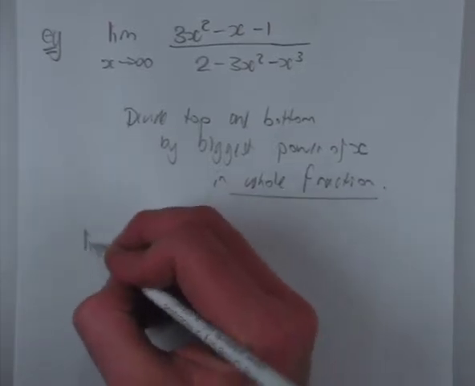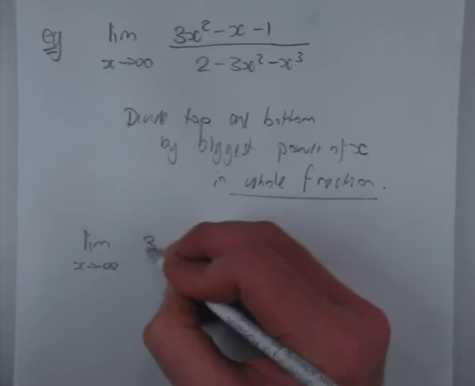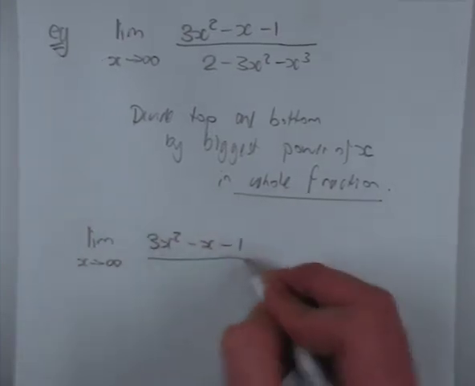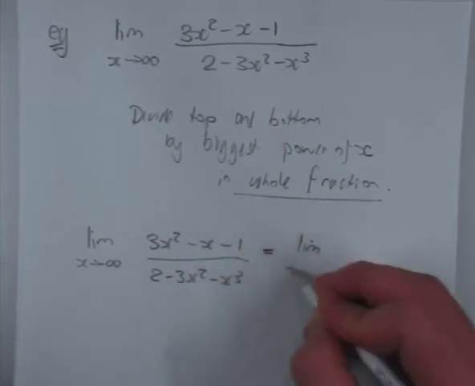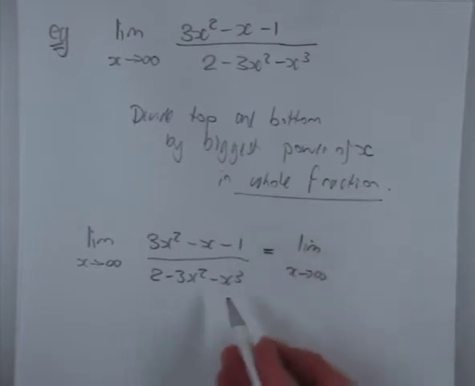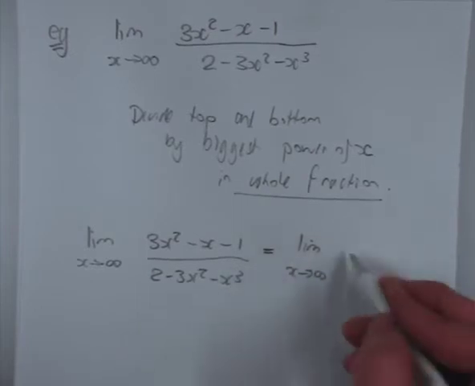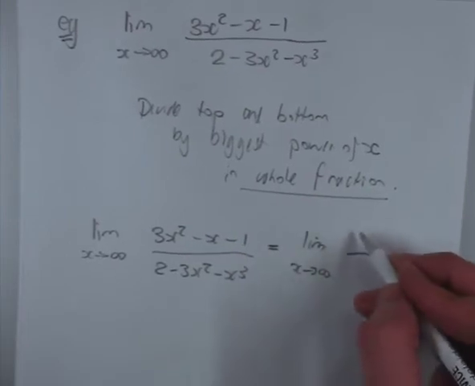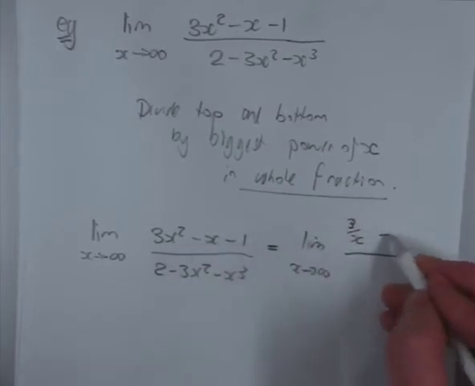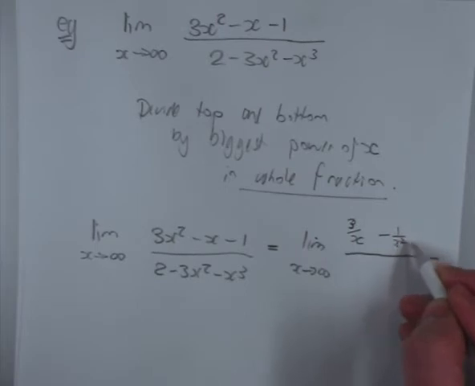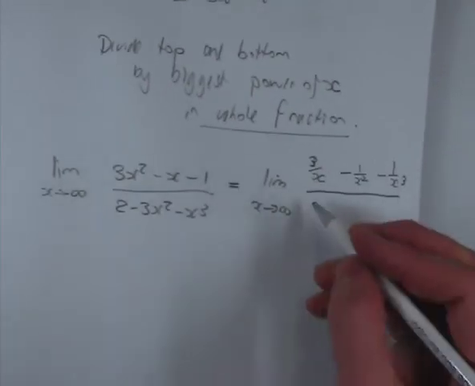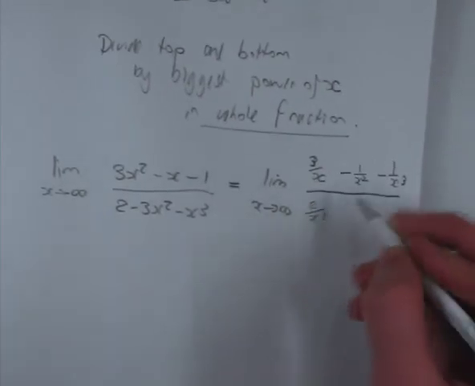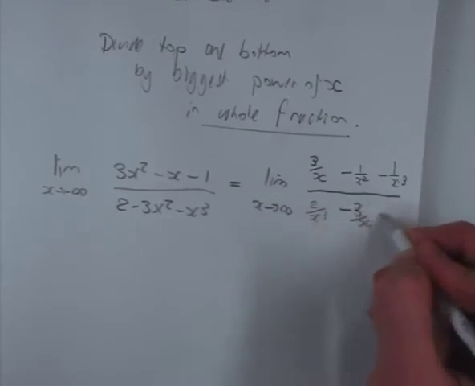So I've got that my limit as x goes to infinity of 3x squared minus x minus 1 over 2 minus 3x squared minus x cubed is the limit as x goes to infinity of, and we're going to divide everything by x cubed because that's the biggest power that's in the whole fraction. So 3x squared divided by x cubed is 3 on x. And x divided by x cubed is 1 on x squared, and 1 divided by x cubed is 1 on x cubed. Okay? And this would be 2 on x cubed, this would be 3 on x, and this would be 1.